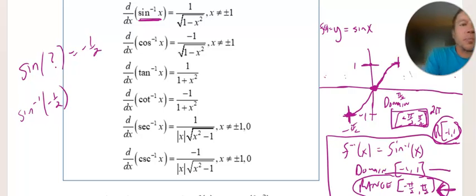So the answer would be, I say, is it 30 degrees or 60 degrees? Pi over 6 or pi over 3? I say, oh, pi over 6. Sine of pi over 6 is 1/2. So it would have to be negative pi over 6.